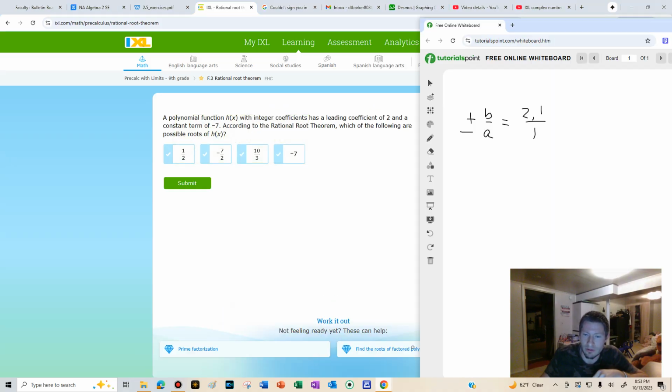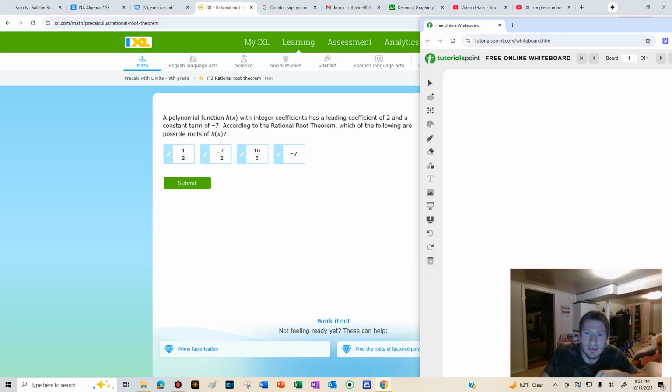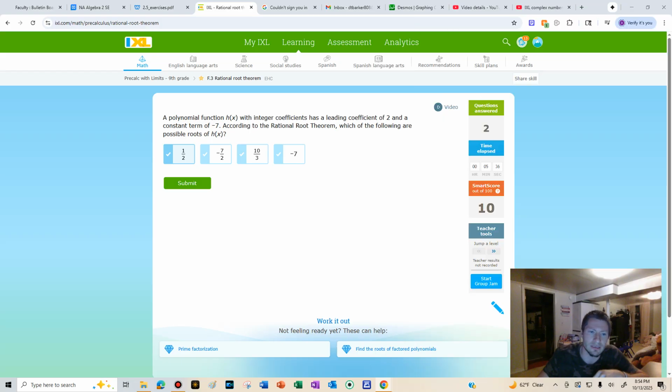I guess we'll try one more. Gotta redeem myself here. Leading coefficient of 2, which again is the a, so that's positive or -1 or 2. And the constant term is -7. So the factors of -7, positive or -1 or 7. So I could have 1 over 1, 1 over 2, 7 over 1, 7 over 2. So 1 over 2, 7 over 2, and -7. See that? Because 7 over 1. So all three of these.